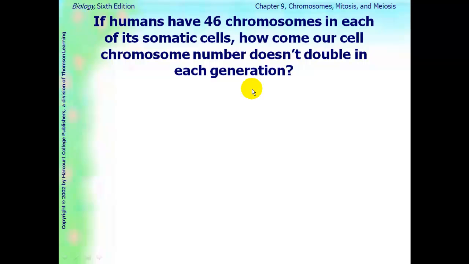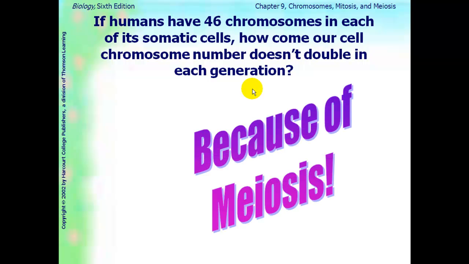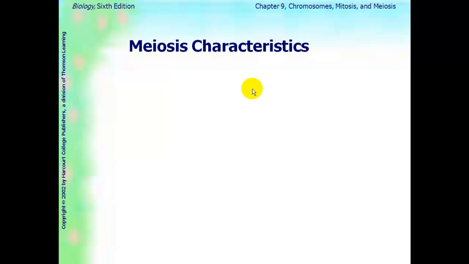So, if humans have 46 chromosomes in each of its somatic cells, how come our cell chromosome number doesn't double? How come? And that is because of meiosis. When mom's and dad's chromosomes come together, you would think you'd have 92, but it doesn't, and it's because of meiosis. So let's go into that.